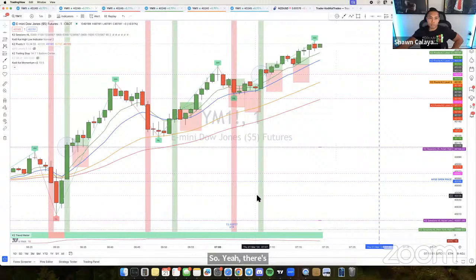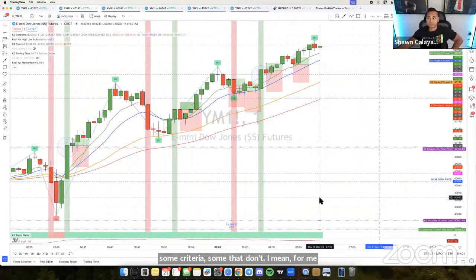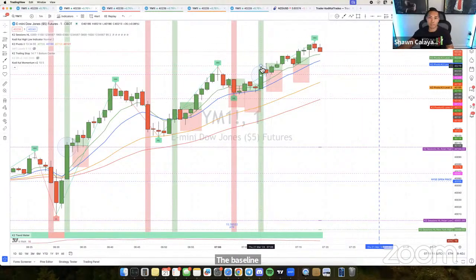I mean, for me personally, I would skip certain trades, but the baseline of the strategy is just you look for momentum, you look for price to push up, you look for price to retrace back, and then you just enter at the closest price point.